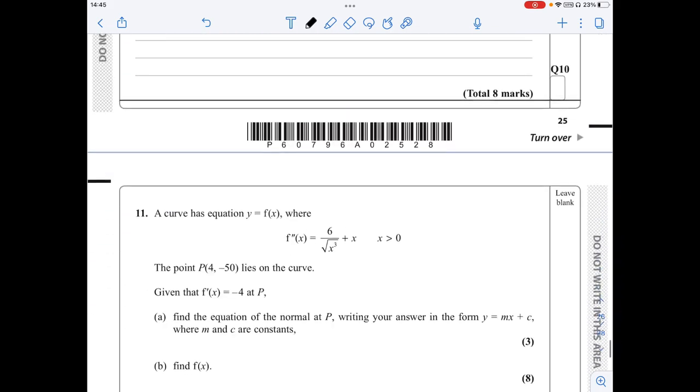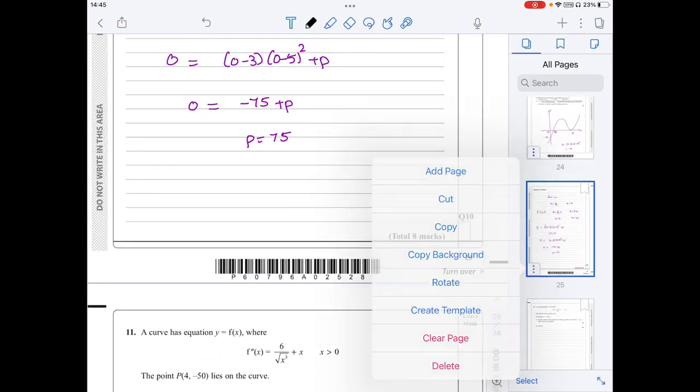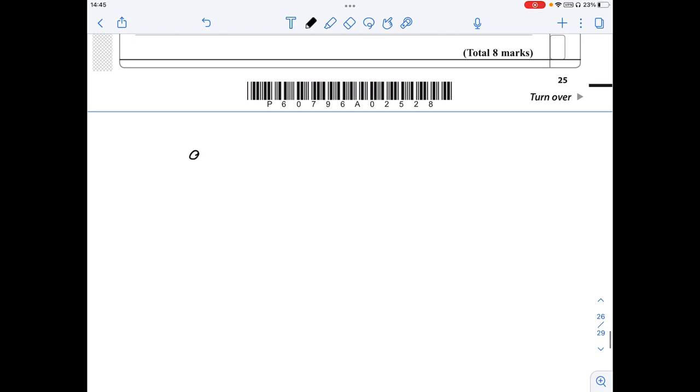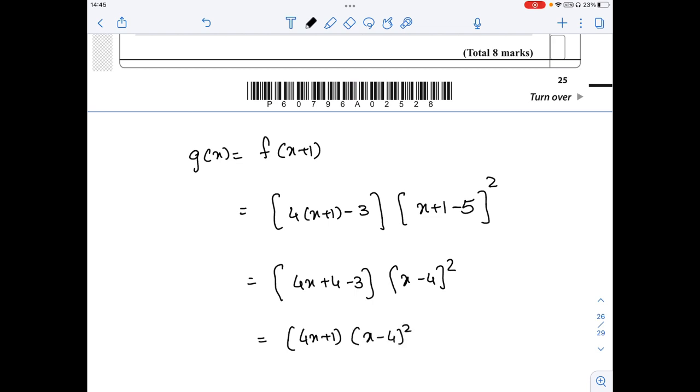So what else has been given over there? G of x equals f of x plus 1. So in terms of x, we are going to write x plus 1. So 4x minus 3, then x minus 5 whole square. So wherever x is there, we write x plus 1. So what does that become? 4x plus 4 minus 3, x minus 4 whole square. So 4x plus 1 times x minus 4 whole square. That's going to be the answer for part 1.